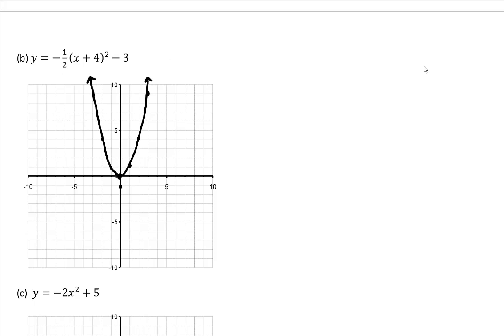Let's put that over here. Y equals x squared. Let's take a different color. Next, we have to deal with the a value. So in this case, the a value is negative 1/2. So we start with that. That means we're going to compress by a half and reflect.